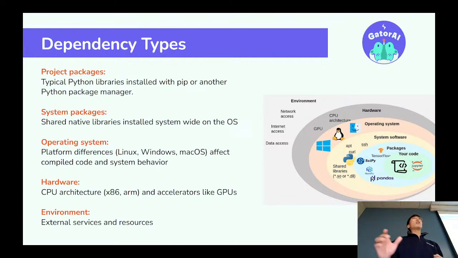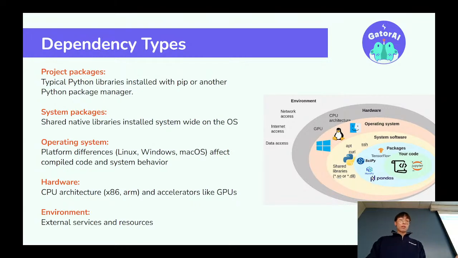And then you have things which are called system package managers. Those are things like apt, SSH, curl, which let you manage system packages on your operating system, right? Your operating system is also a dependency in itself, because your operating system is used often to compile your code. It has certain libraries that your code may need. And platform differences directly affect whether or not your code will actually run properly, and the system behavior of your project, right?